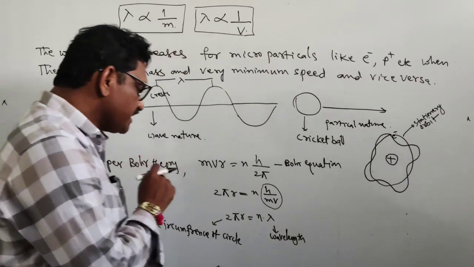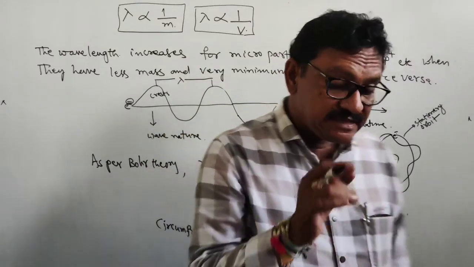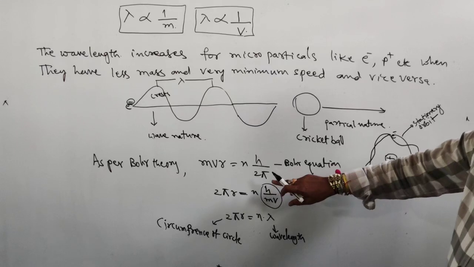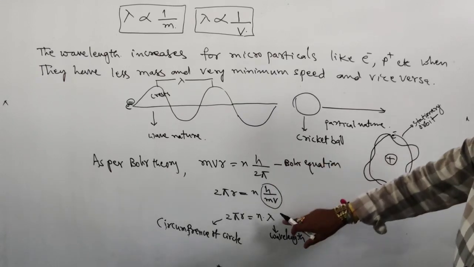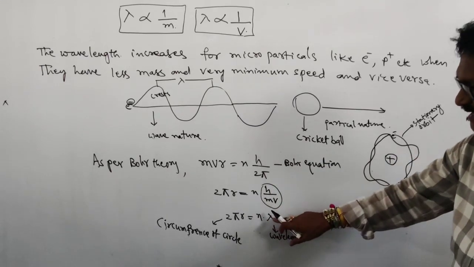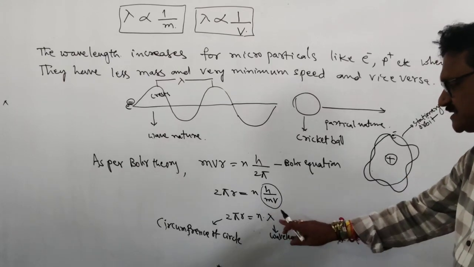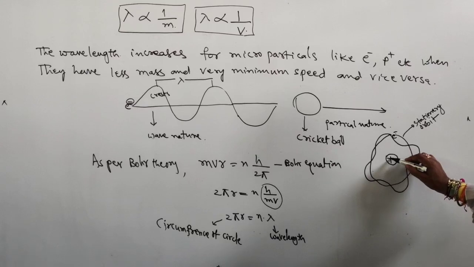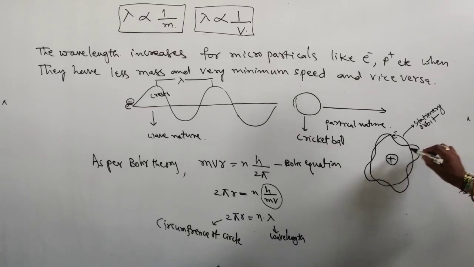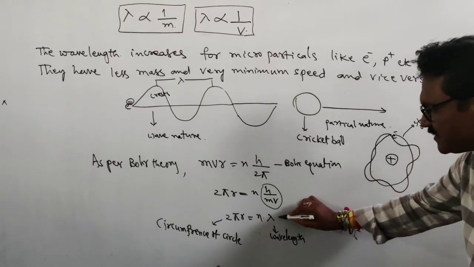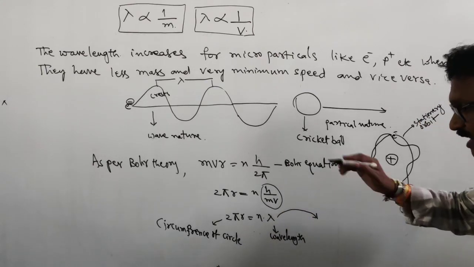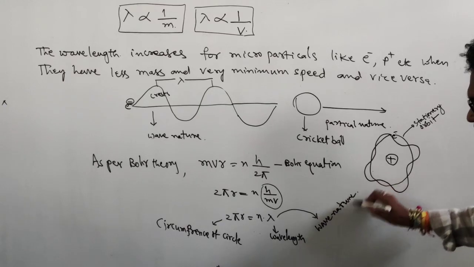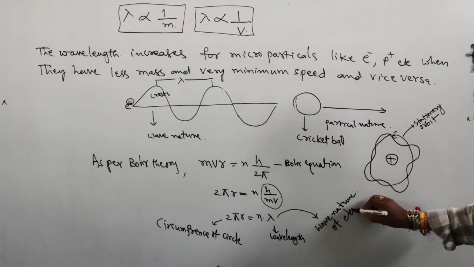That means the circumference of the circle of an electron is equal to integral multiples of the wavelength of the electron. Here Bohr suggested the electron behaves like a particle, but as per his equation, the circumference of the circle is directly proportional to the wavelength of the electron. The wavelength represents what nature of the electron? Wave nature of the electron.